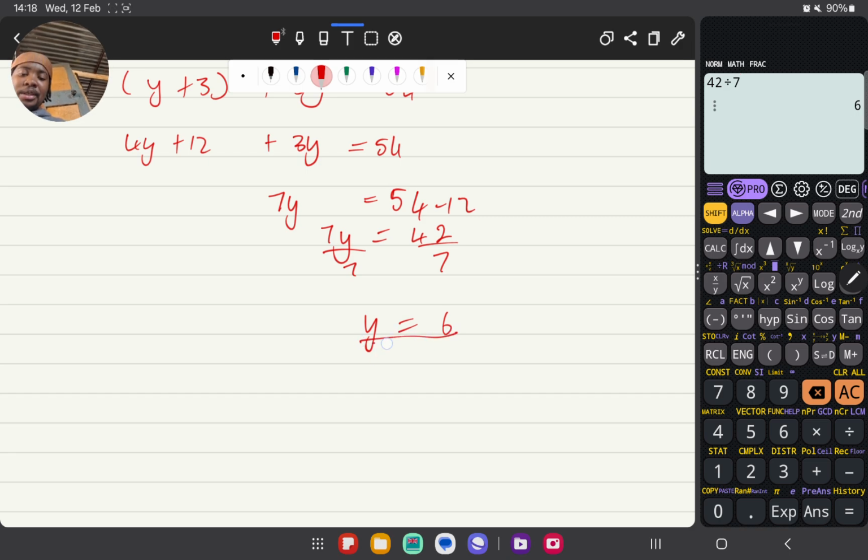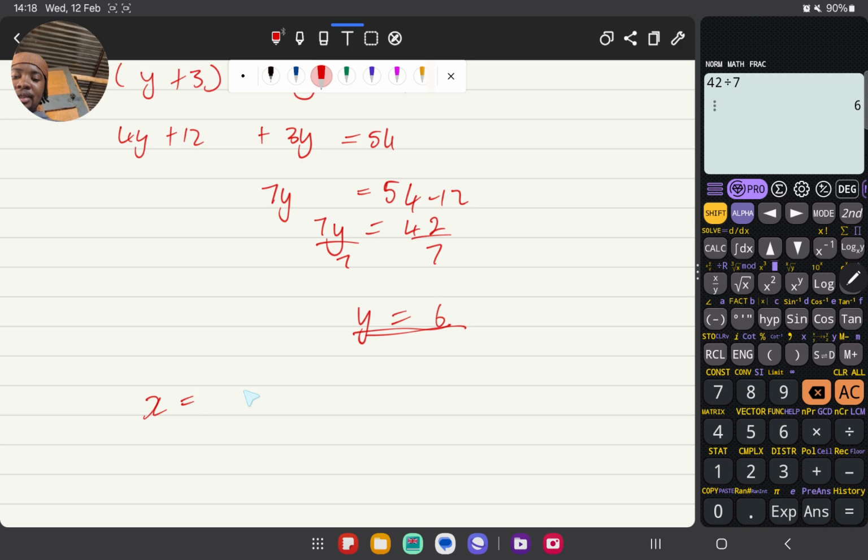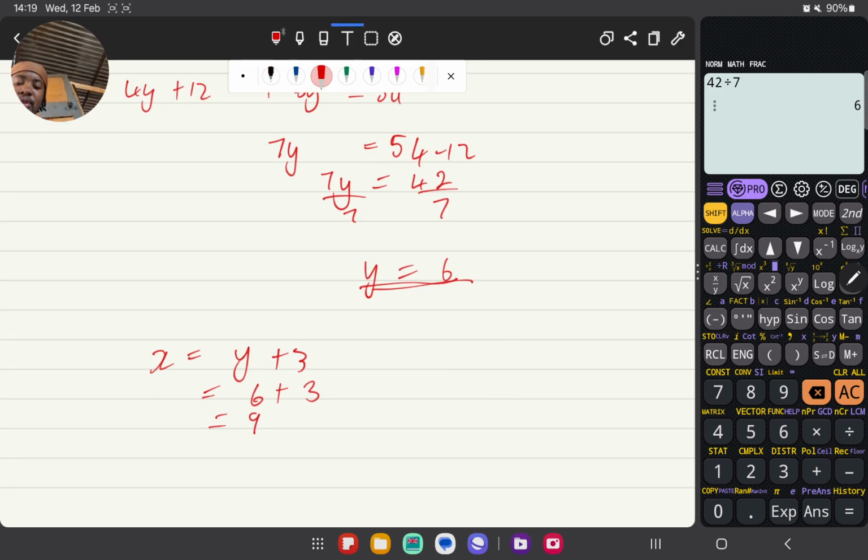Bam. 6. So now what is it that I know? I know that x is y plus 3, meaning that I have 6 plus 3, almost messed it up, being 9, right? Cool stuff. So we are done solving this problem.